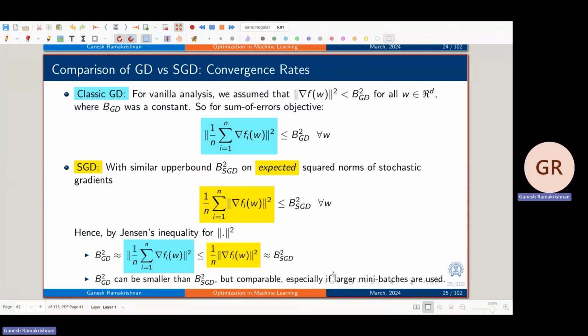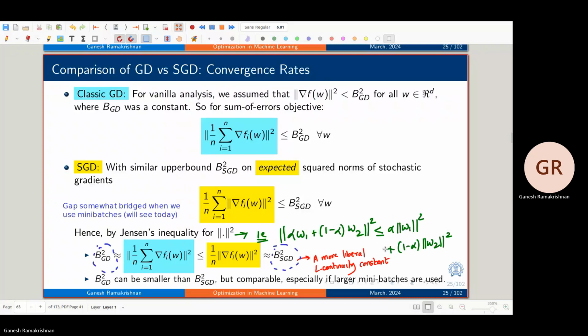So on the right hand side is what you get for stochastic gradient descent. That's what we're dealing with right now. Whereas earlier you had this left hand side for gradient descent. So this is a downside. Here's the downside.